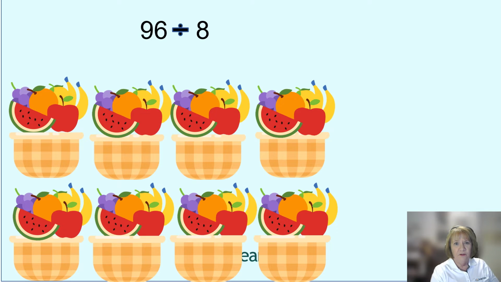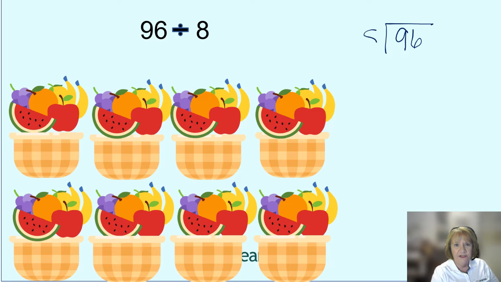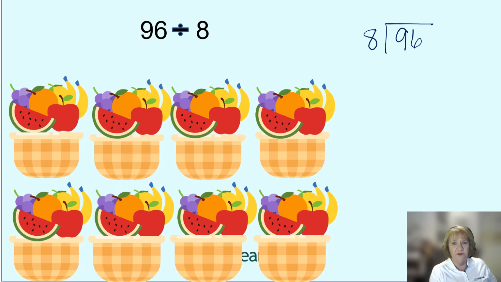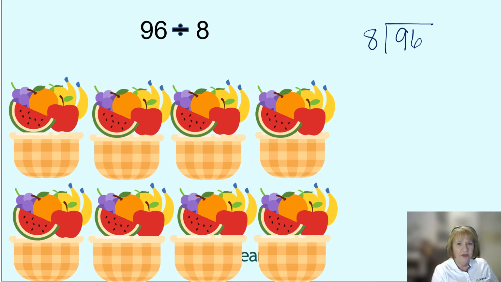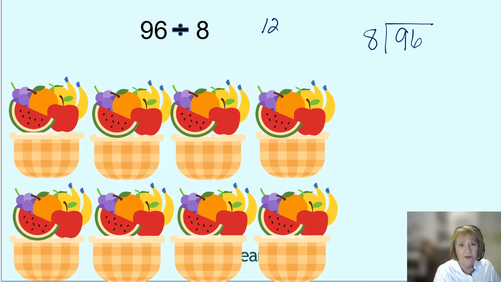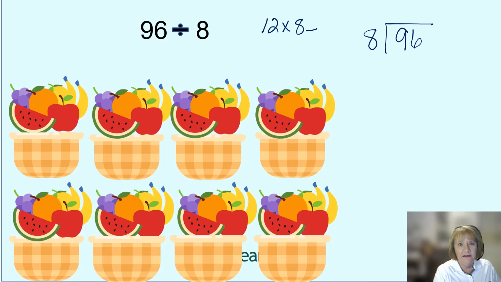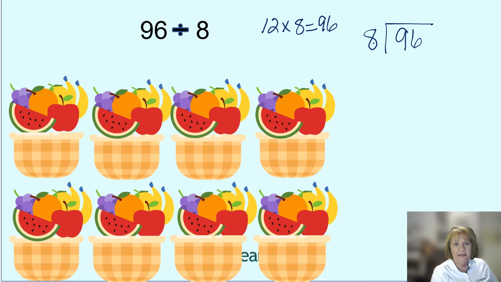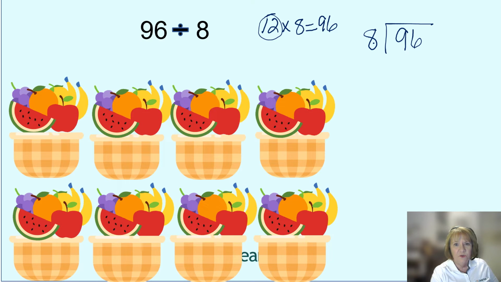So this problem of 96 pieces of fruit divided into 8 baskets is a little bit bigger than the others that we've talked about earlier. But I happen to know my multiplication facts, which is really important when you're going to divide. And I know that 12 times 8 equals 96. So 96 divided by 8 equals 12.